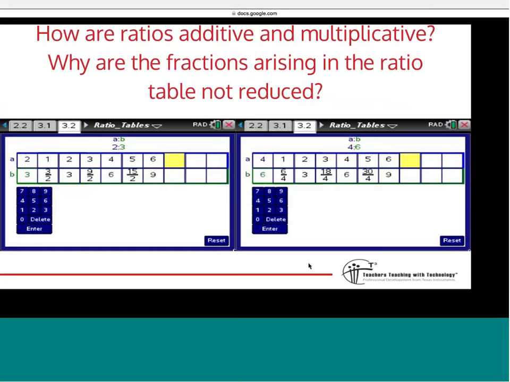So I want you to just look at those for just a moment. Can you see the additive nature of equivalent ratios here? Can you see the multiplicative nature of equivalent ratios? Can you think about why, in the image on the right, the fractions in the ratio table are not reduced as we have students learning?